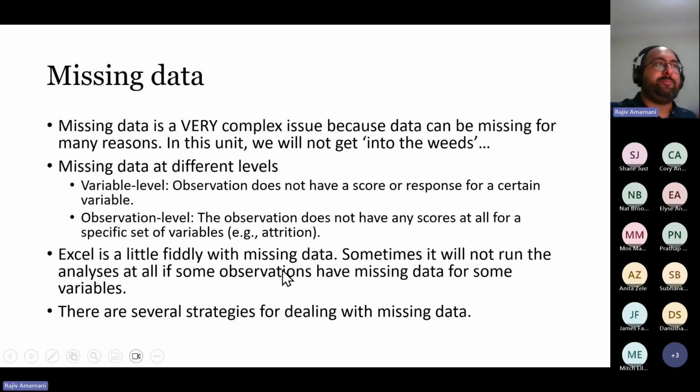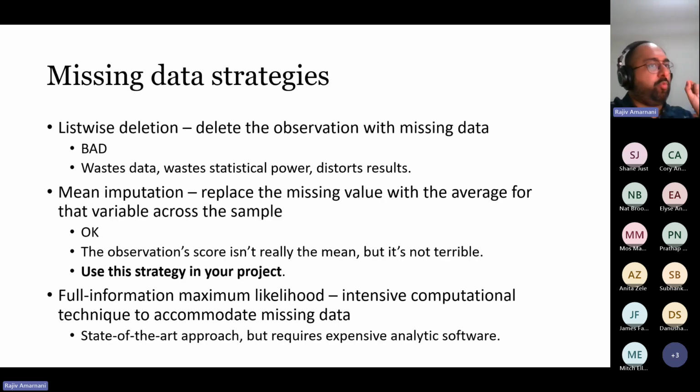Excel is fiddly with missing data, class. It will sometimes not run the analysis at all, as you've seen if there's missing data in multiple regression. There are several strategies for dealing with this. The worst strategy is to delete anyone with missing data. Do not do this. Please do not do this. This is bad for many reasons.